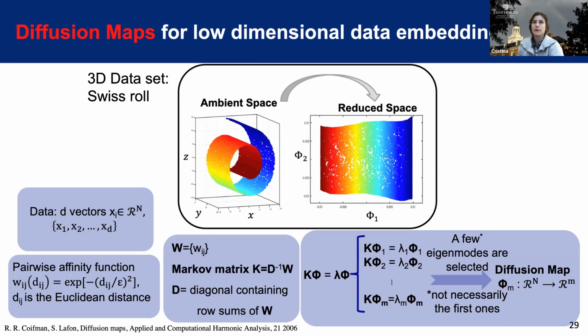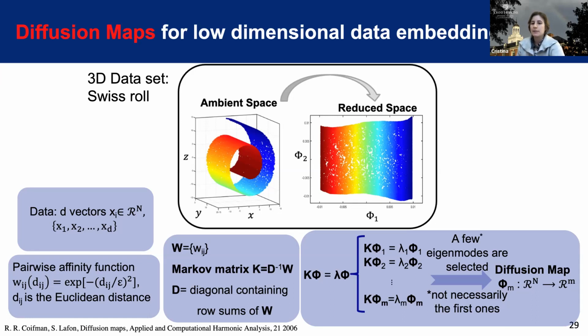It can be spanned by phi1 and phi2. So how do we obtain this phi1 and phi2 using diffusion maps? We first start with an ensemble of vectors and compute a pairwise affinity function. After normalization of this pairwise affinity function, we can get a Markov matrix. The components of a few eigenmodes from this Markov matrix, the ones that are non-harmonic, give the coordinates in the reduced space. So here phi1 and phi2 are non-harmonics.